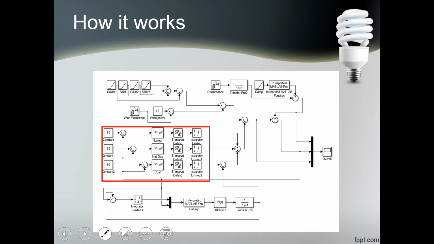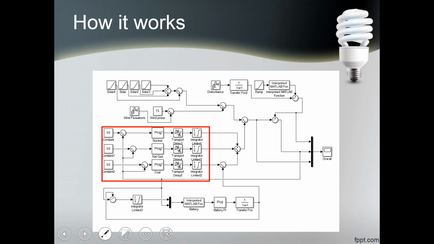Right here is the sort of brains of the project. This is where our controllers are, and each of the three lines there represents each of our plants, so nuclear, natural gas, and coal. We told each of the plants to overproduce by 50 megawatts in order to give ourselves a little buffer in order to reduce brownouts.